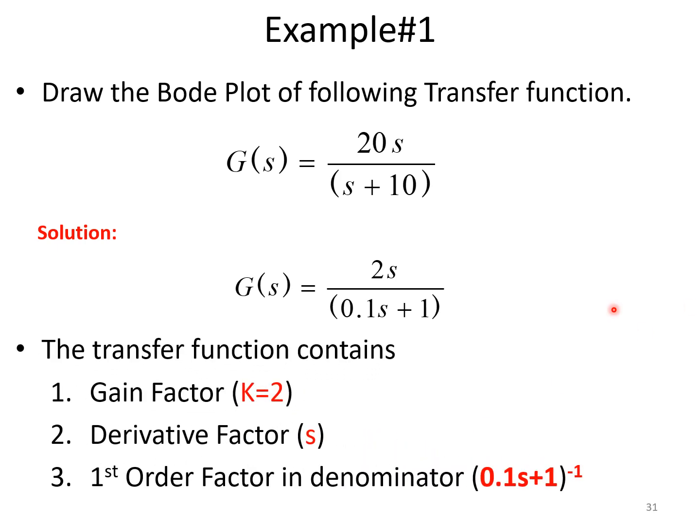Now according to the comparison, the factors I have are: gain factor K is equal to 2, derivative factor is yes, and you have to list out the factors like this always for every problem, and a first order factor in the denominator in the form of 0.1s plus 1 inverse. So after identifying the factors, we need to find the magnitude and phase value for all these factors which are present in your transfer function. Let's see how we can evaluate.